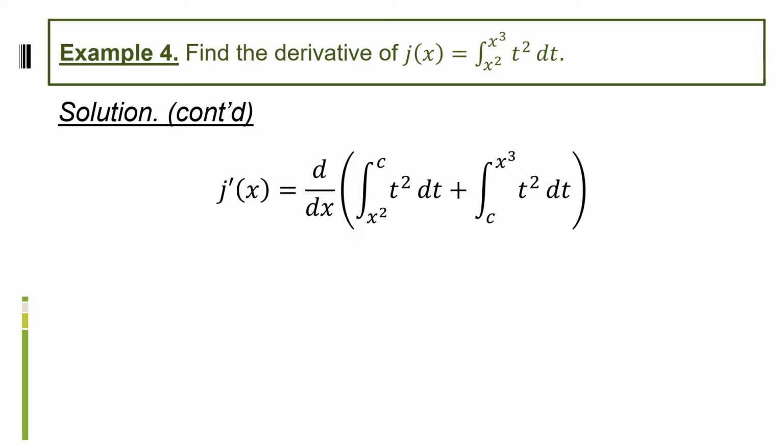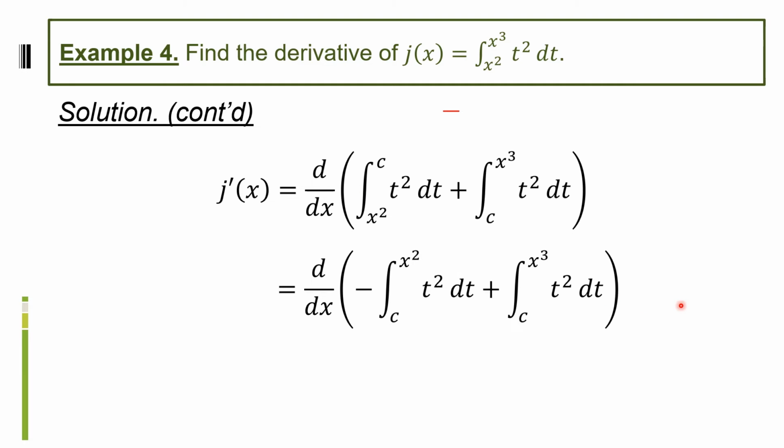Now, taking the derivative of that, we have j prime of x is equal to d over dx, the definite integral from x squared to c of t squared dt plus the definite integral from c to x cubed t squared dt. Now, the problem is, kailangan di ba constant yung nasa baba? Pero in this definite integral, constant yung nasa taas at yung variable yung nasa baba. But we know that kapag binaliktad natin yung upper and lower limit, pwede nating makuha yung definite integral nito, pero ni-negative natin siya.